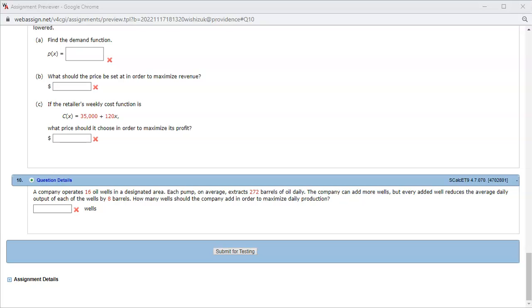All right, let's look at homework 4.7, problem number 10. It says this: a company operates 16 oil wells, and on average, it extracts 272 barrels of oil daily. But if you add an additional well, the production goes down by 8 barrels. How many wells should the company add in order to maximize the daily production? Right, so let's do that.